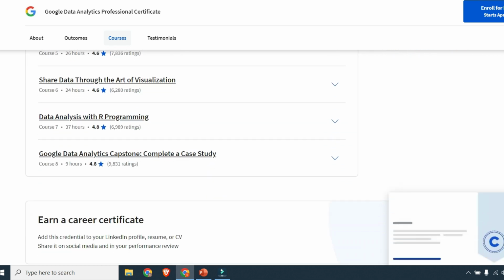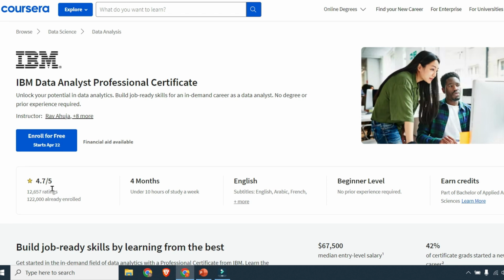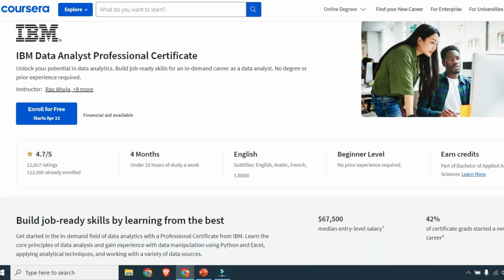It goes through the complete course outline. The final one, which is also on Coursera and is sponsored by IBM, it's literally the IBM Data Analyst Professional Certificate, and that's got a rating of 4.7 out of 5, and it's for analysts who are complete beginners.